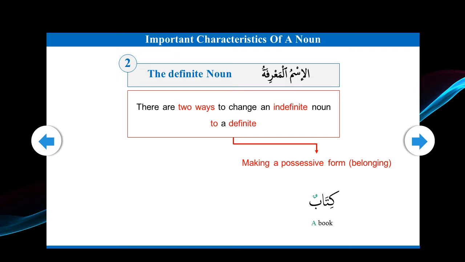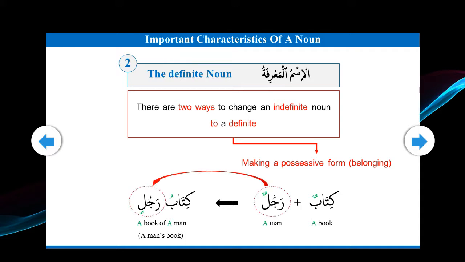Now let's belong the noun kitabun to an indefinite noun, rajulun. The possessive form is kitabu rajulin. As you can see, one vowel is dropped from the first noun. And for the second indefinite noun, it will have kasra tanween.